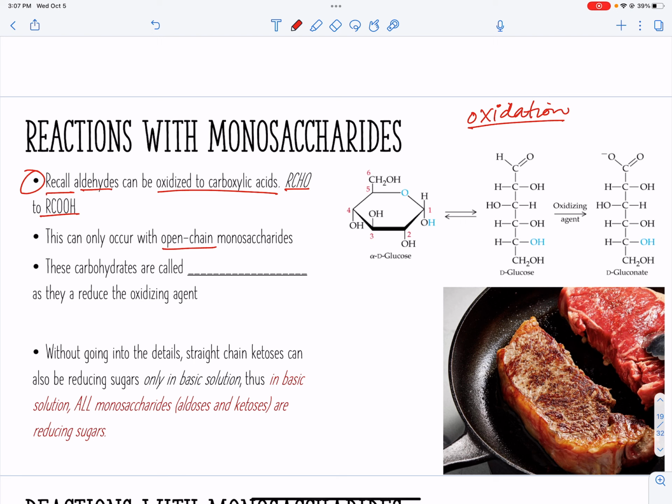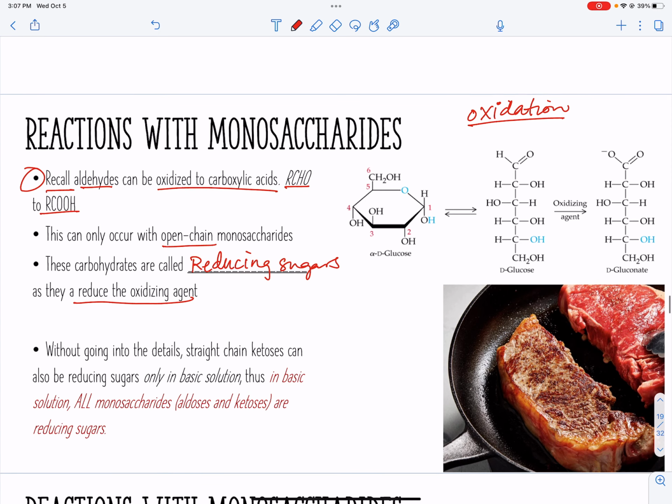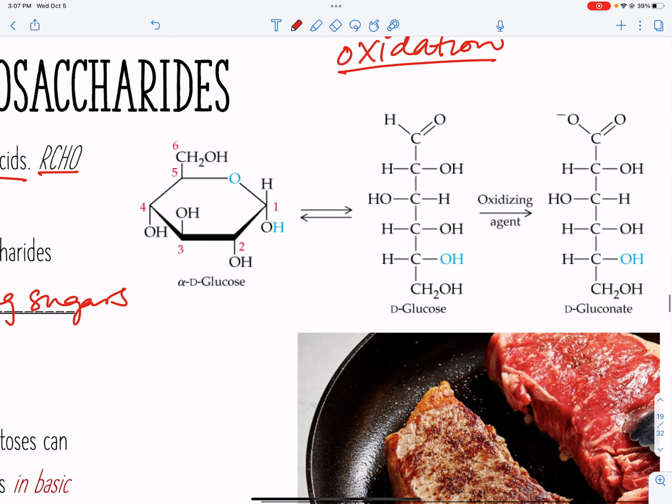So these carbohydrates are called reducing sugars, as they reduce whatever the oxidizing agent is, okay? So first off, to even be a reducing sugar, you have to make the jump. You have to unfold yourself from cyclic form to straight chain form, all right? Once you are in your straight chain form, we're focused right up here on this particular functional group. So this aldehyde right here, the oxidizing agent is essentially going to oxidize this carbon.